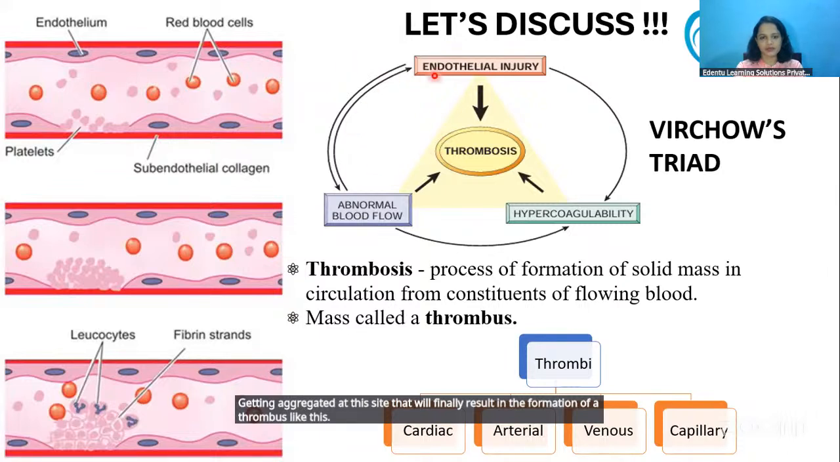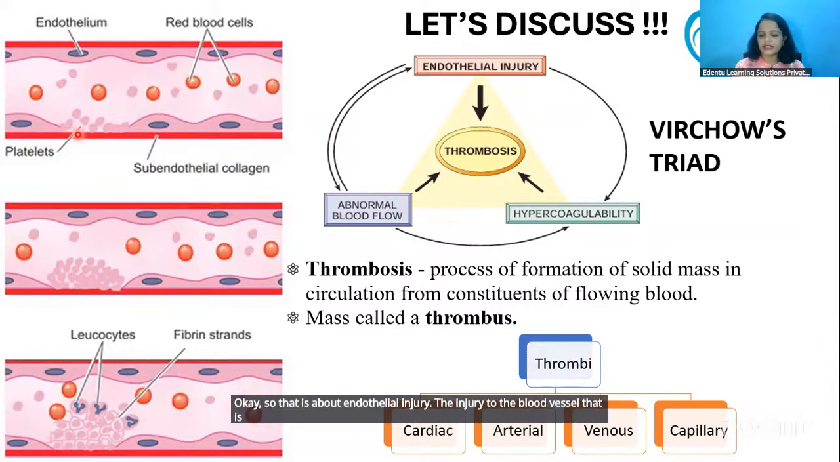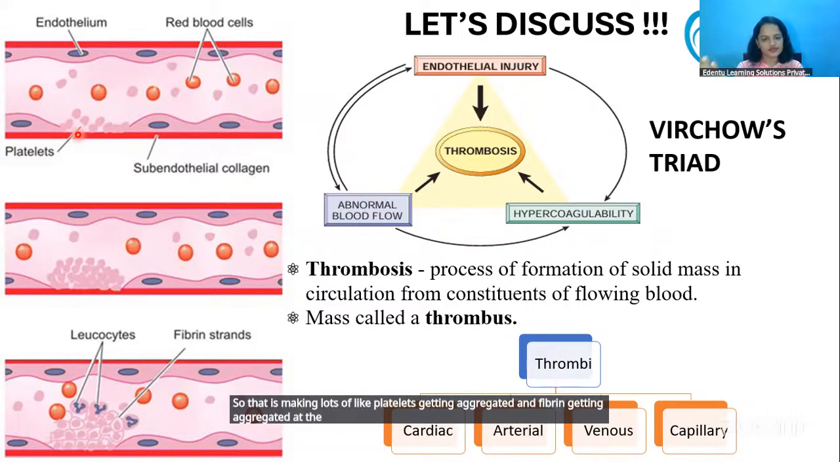Okay, so that is about endothelial injury. The injury to the blood vessel is making the subendothelial connective tissue get exposed, and it is releasing so many cytokines and chemokines. So that is making lots of platelets get aggregated and fibrin get aggregated at the site. That will result in thrombosis.